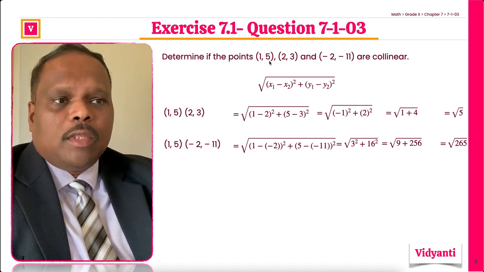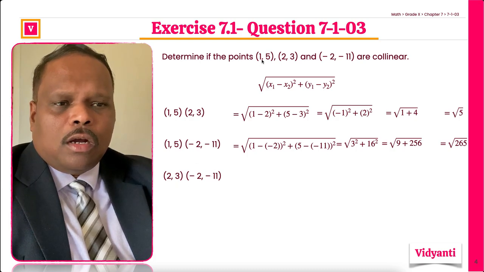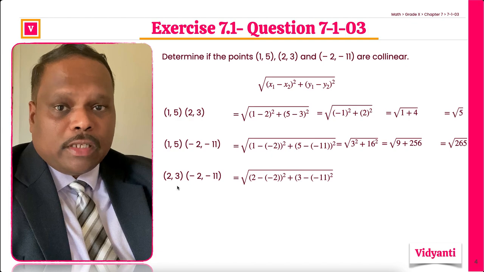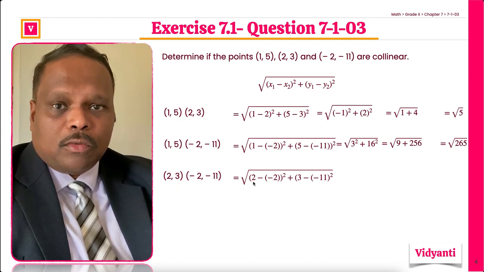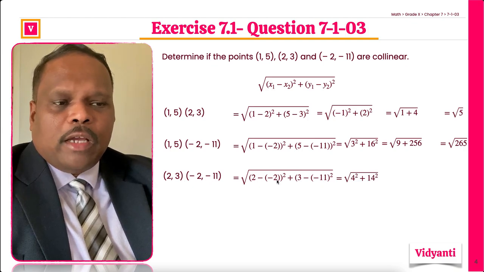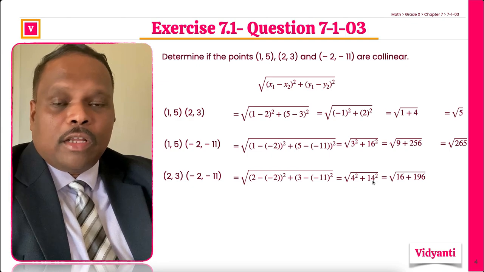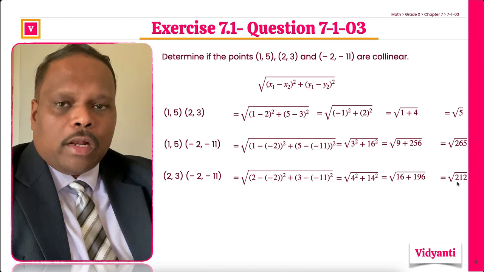The last combination will be the first point and the last point. So let's write them down. This point, 2, 3 and minus 2, minus 11. So again, I'm going to use the same formula. 2 minus of minus 2 will be the first square, and 3 minus of minus 11 will be the second square. 2 minus minus 2 is 4 squared. 3 minus minus 11 is 14 squared. 4 squared comes out to be 16. 14 squared comes out to be 196. Together they will be 212.